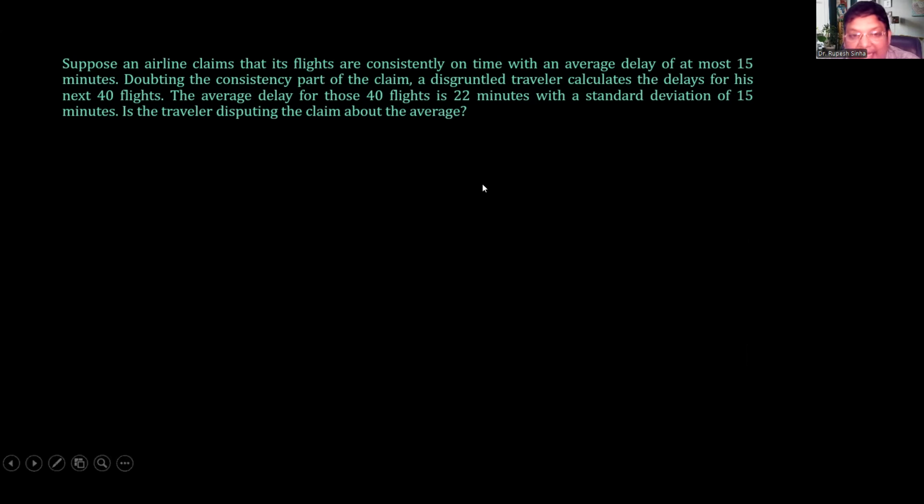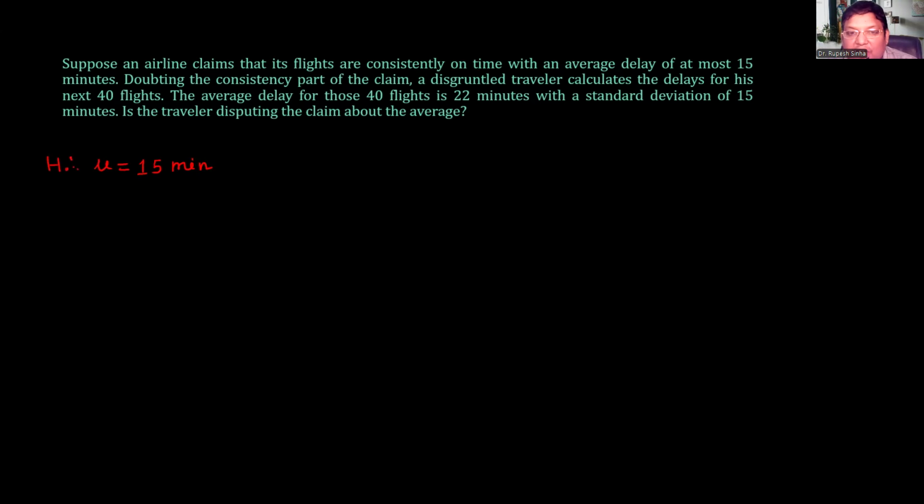Suppose an airline claims that its flights are consistently on time with an average delay of at most 15 minutes. So the airline is claiming that mu is 15 minutes. It means they are telling that the average delay of all their flights is 15 minutes. So my null hypothesis is mu equal to 15 minutes.